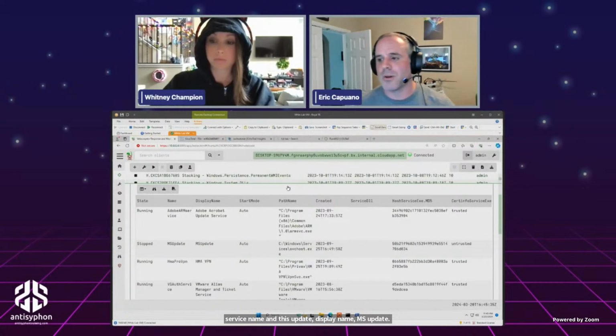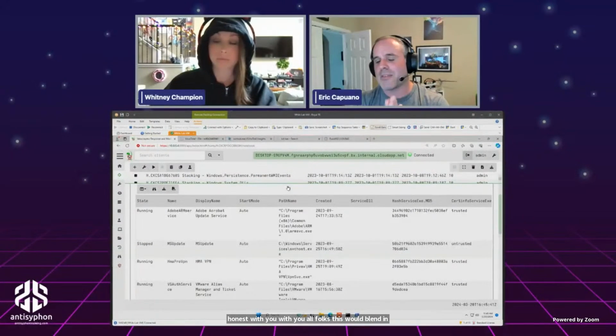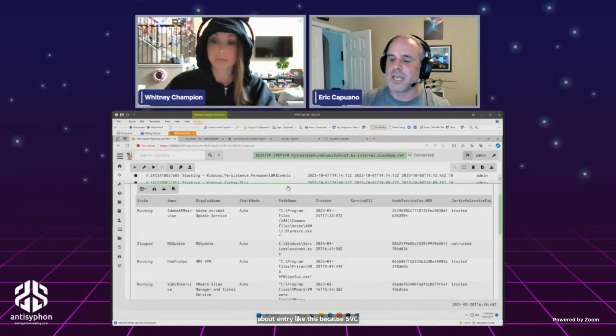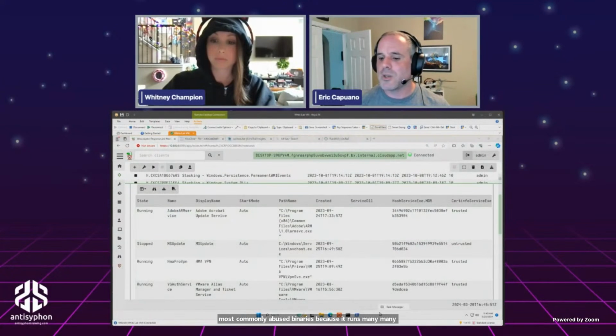And I'll be honest with you all, folks, this would blend in. An IT system administrator would jump on this box and not even think twice about an entry like this, because svchost is one of the most commonly abused binaries because it runs many, many times on an endpoint. It's a very noisy thing.